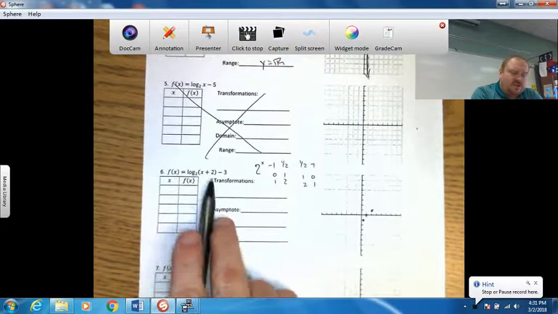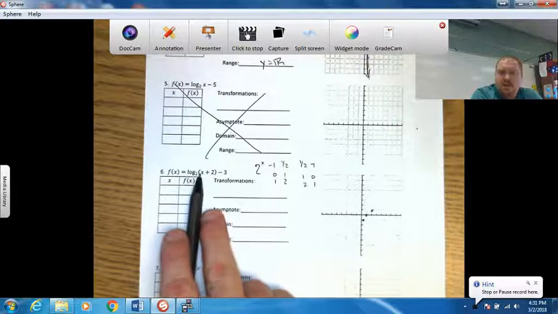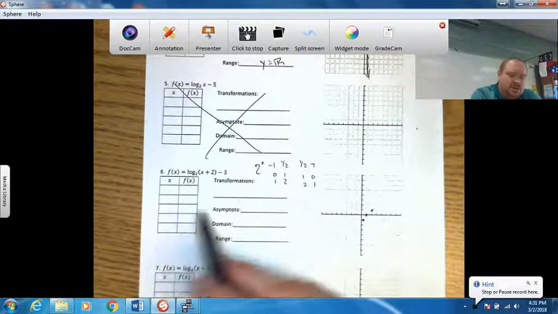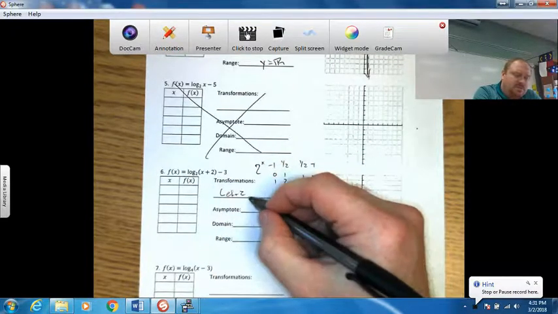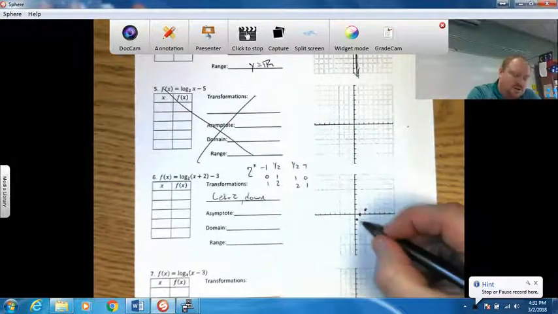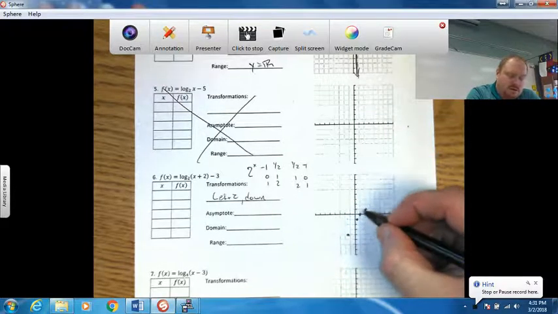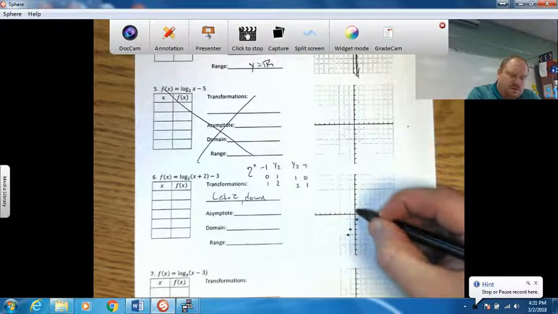The transformations here, there's nothing in front, so there's no stretch and there's no reflection. Nothing multiplying here, so I have no horizontal stretch or compression, nor do I have a reflection over the y-axis. But the +2 tells me I need to go left 2. The -3 tells me I need to go down 3. And that's what I'm going to do with each of these points. So left 2, down 3. Left 2, down 3. Left 2, down 3.